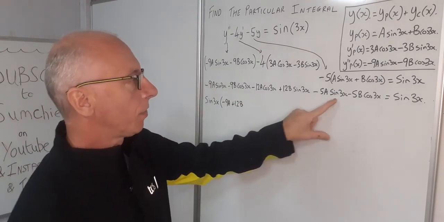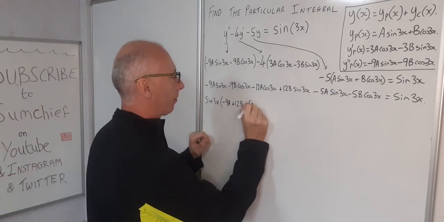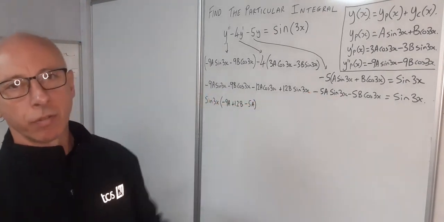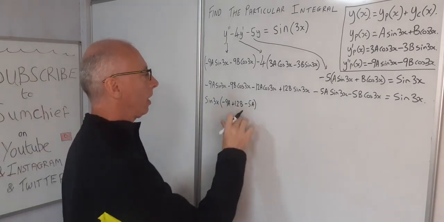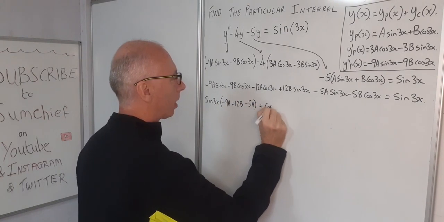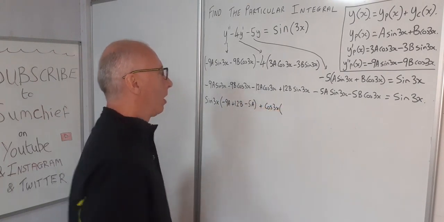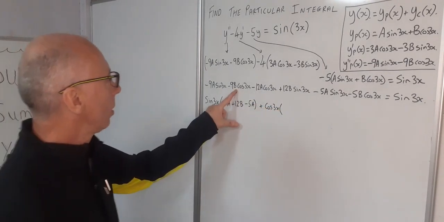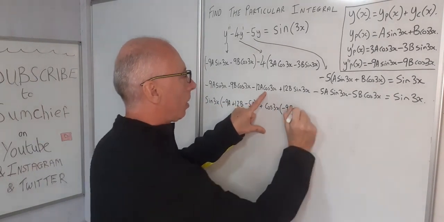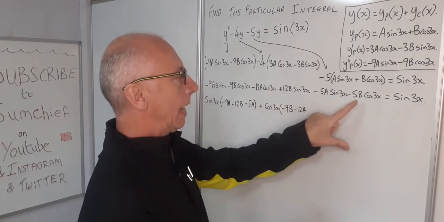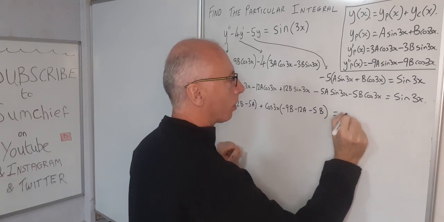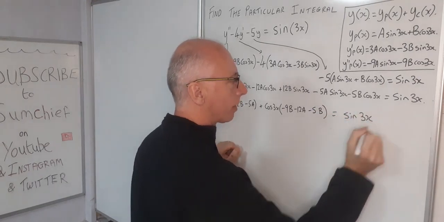And here we've got minus 5a. So if you multiply all that out, you'll still end up with the same sine values in here. So now we're going to do the cosine. So I'm going to add cosine of 3x. So now all the cosine coefficients. So I've got minus 9b, minus 12a, and minus 5b. And that equals sine of 3x.